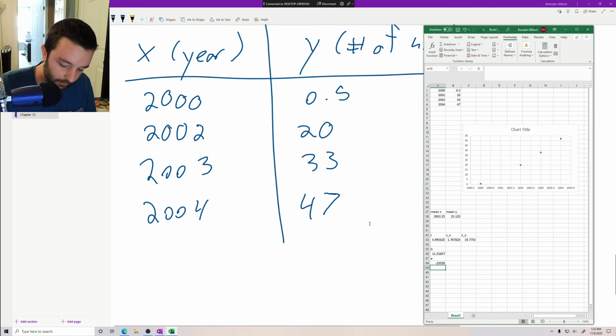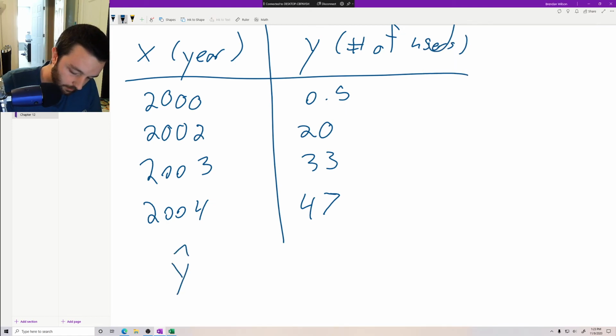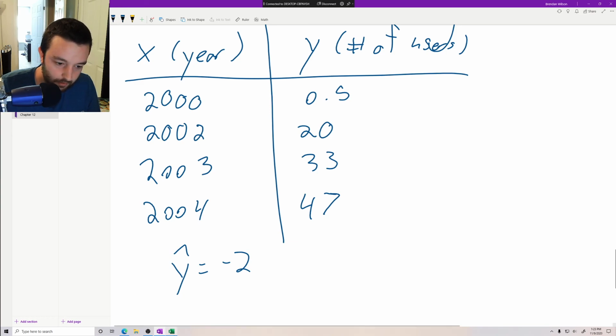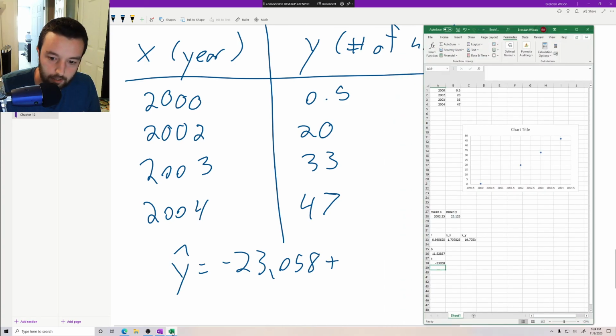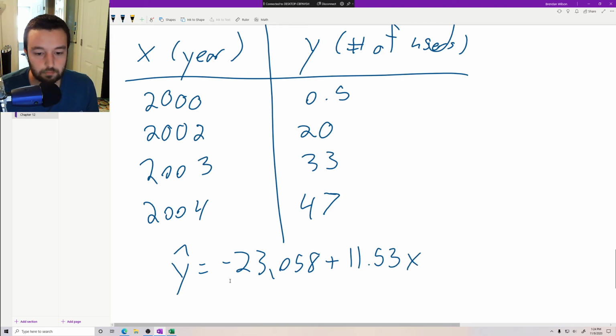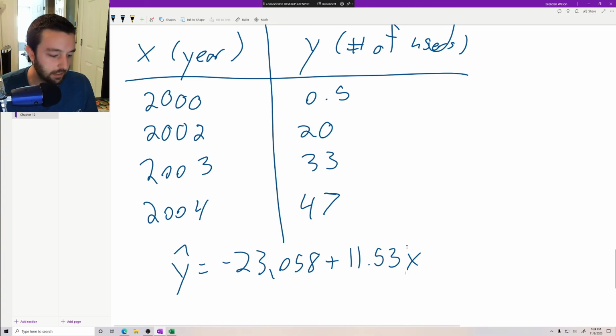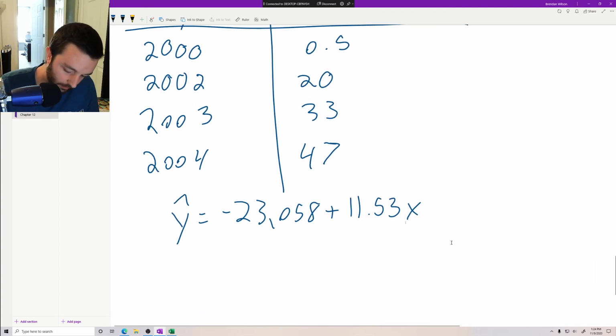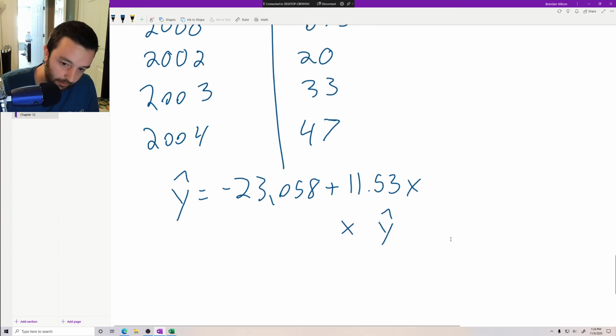It would be Y bar equals negative 23,058 plus 11 point, let's say 53 X. And then what we would do is we'd use this to make predictions. So we'd say when X is, I think this does make sense actually. When X is 2000, for example. So let's make a chart for X and Y bar.